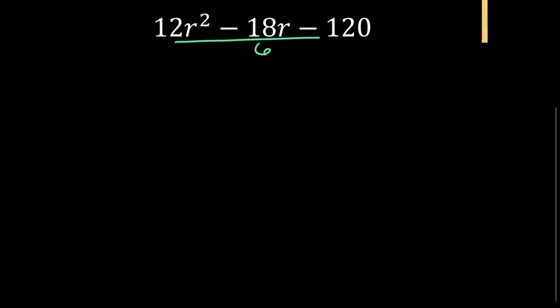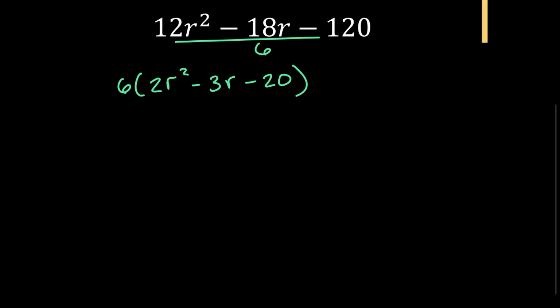What is 12 divided by 6? So we have 2r squared. What's negative 18 divided by 6? Negative 3r. And what's negative 120 divided by 6? Negative 20.